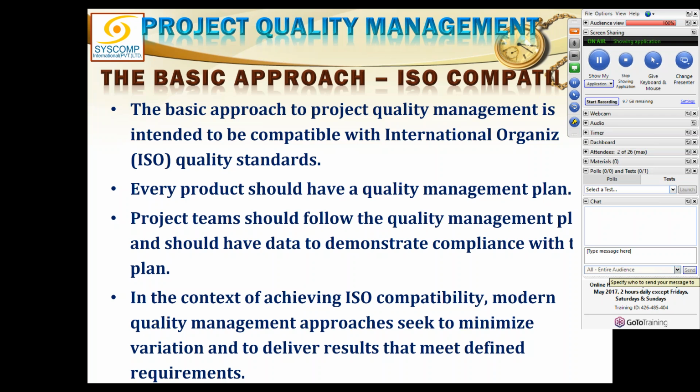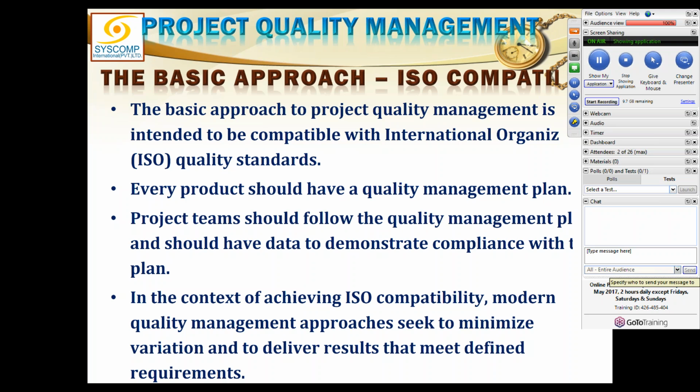Yes, every product should have a quality management plan, no matter whether it is operations or project. Project teams should follow the quality management plan and should have data to demonstrate the compliance. In the context of achieving ISO compatibility, modern quality management approaches seek to minimize variation. Minimize variation means what? You are being consistent, and delivering results that may meet defined requirements.